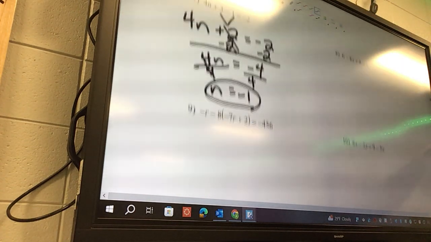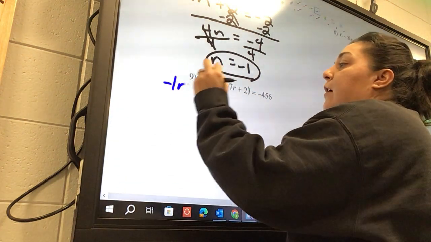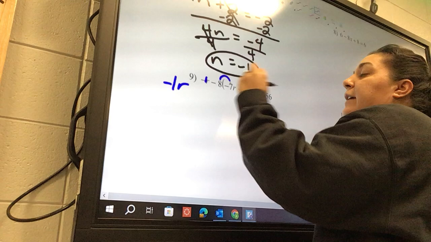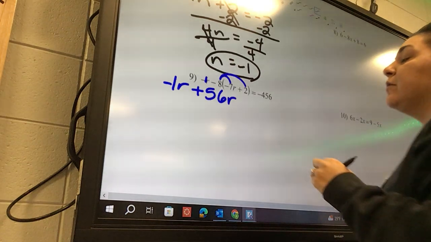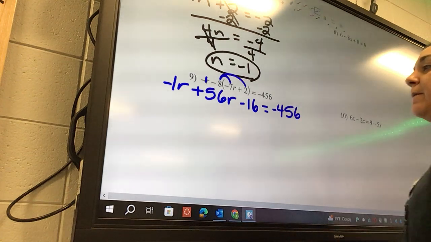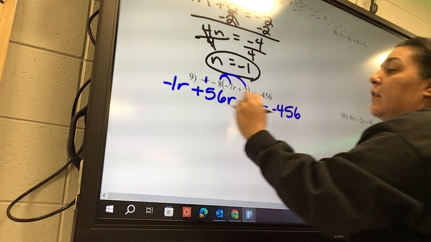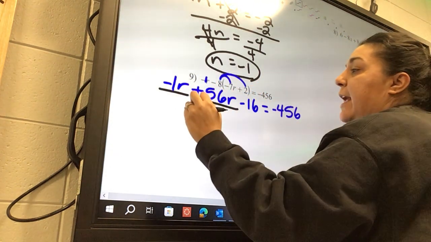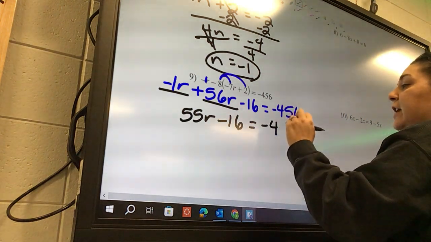Okay, number 9, what needs done first? Distribute. So I'm going to get -1r, that's from here. Okay, -8 times -7, positive 56r. -8 times 2, -16 equals -456. Okay, then what needs done? Combine. So who can go together? The 1 and the 56. So that's going to give me -1 plus 56 is going to be 55r minus 16 equals -456.